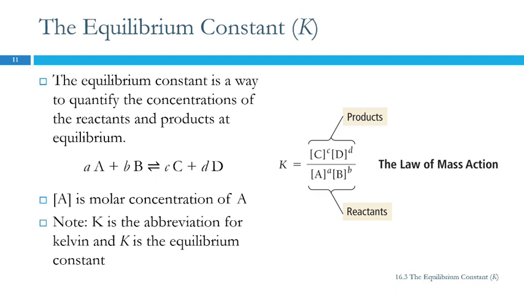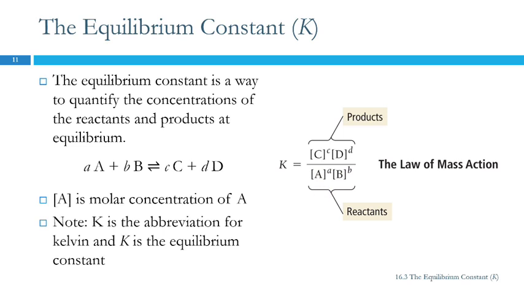With rate laws, we can't use the coefficients unless it's an elementary step. It's so tempting. Here, we get to use the coefficients. So the concentration of C raised to the power of its coefficient times the concentration of D, and then in the bottom, we have the reactants.